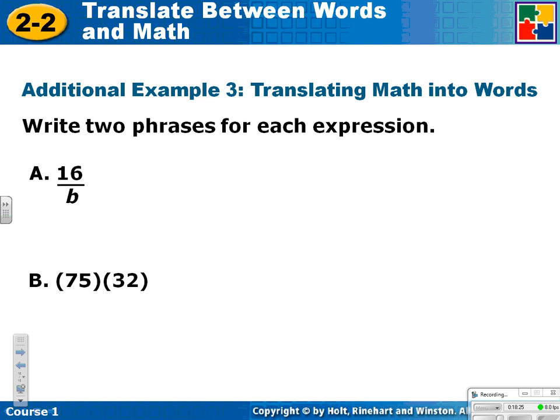Now, we're going to be asked to go the other way. It's going to say 16 over b. What is that? Two phrases. I got to write it in words. What can I do? I could easily say 16 divided by b. What else could I say? Don't say 16 over b.